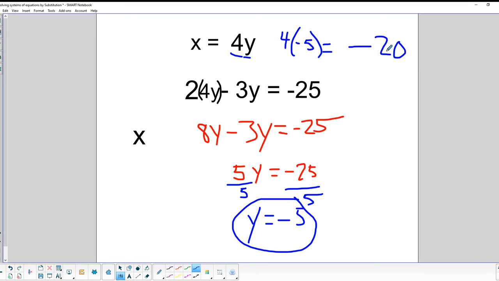And if you notice, we're getting some big numbers. And so if we were graphing these, they would be way out there. So another reason why we want to learn how to use substitution is so that we don't have to make great big graphs. So our final answer would be (-20, -5). And that would be the solution to that system of equations if we graph both of them.